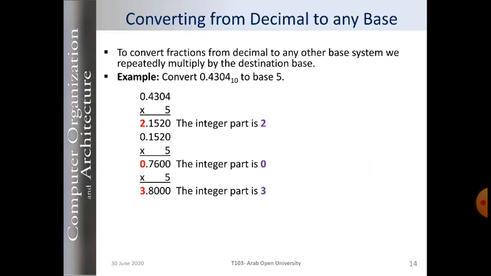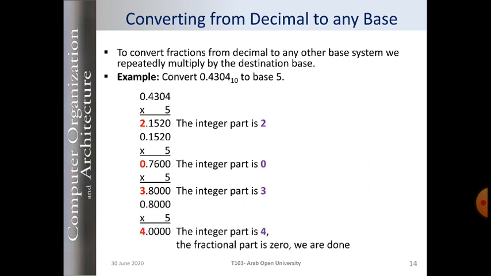The result is 3.8000. 3 is an output. It's the integer part. The remainder is 0.8, multiplied by 5. The result is 4.0000. 4 is the integer part. Take it as an output. The remainder is 000, so we stop. So the output: 0.4304 equals 0.2034, and be careful of the order.